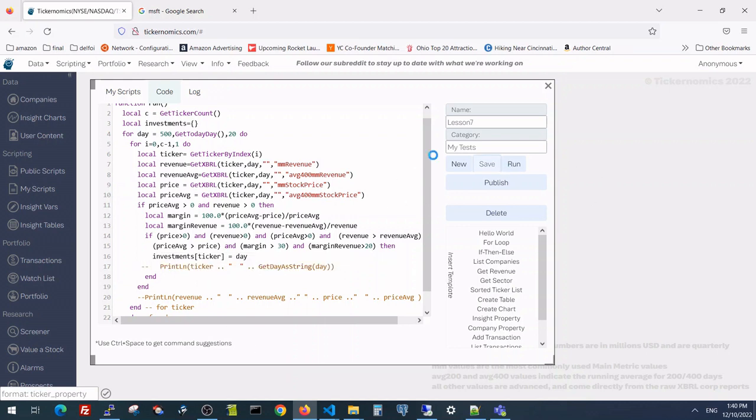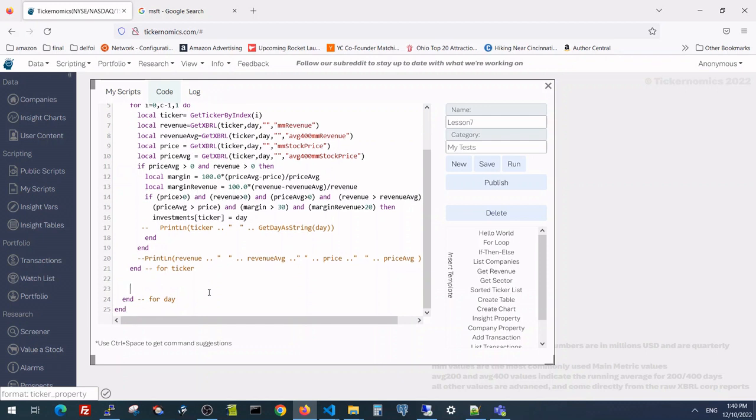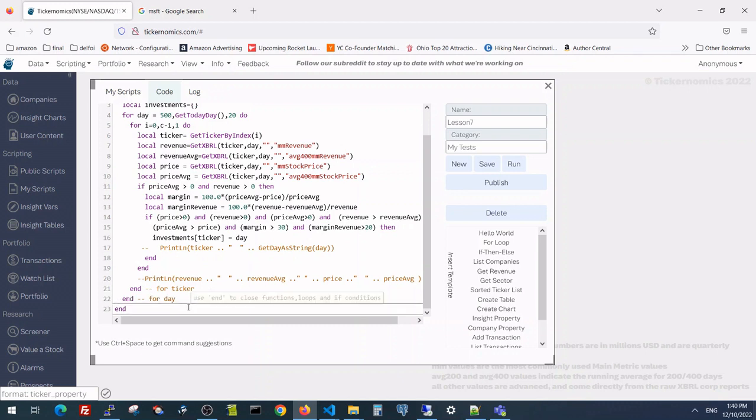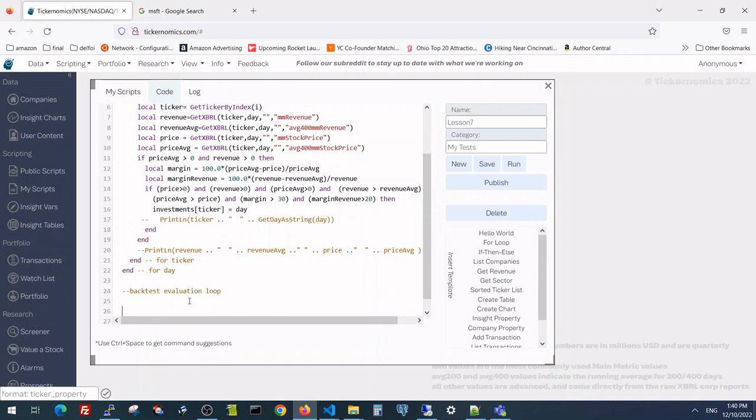Save. What we'll do, we'll run a second loop, which will become our testing, backtesting loop, right? So, backtest evaluation loop, and in this loop we will iterate through all the investments.